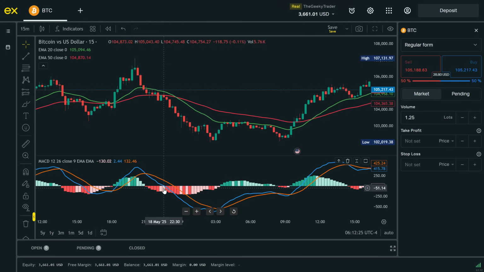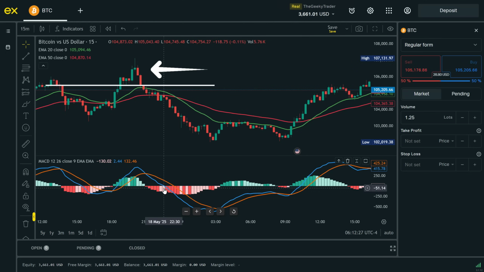For the stop loss, you can choose one of these two options. Place it just above the candle that touches the 20 green line, or use the most recent swing high for a slightly more conservative stop, depending on your risk appetite.